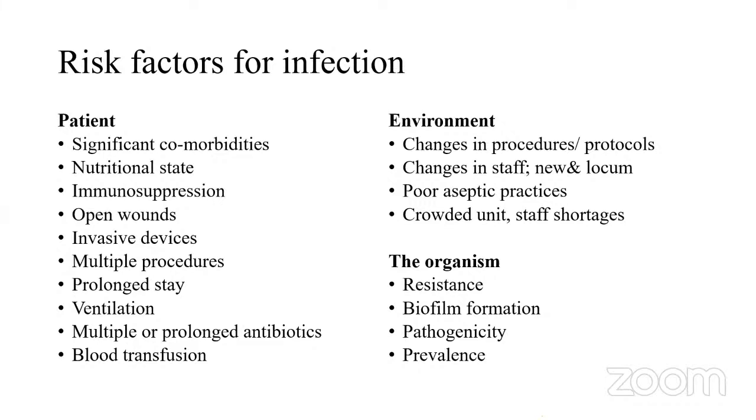Obviously, some organisms are more pathogenic and virulent than others. For instance, Staph saprophyticus is not as pathogenic or virulent as Staph aureus. And then the average prevalence of the organism on the unit, because we've seen Klebsiella is more common on the unit, so we expect the risk for getting Klebsiella to be higher in the ICU than on the general ward.